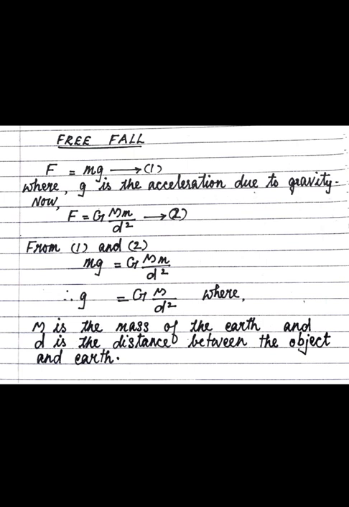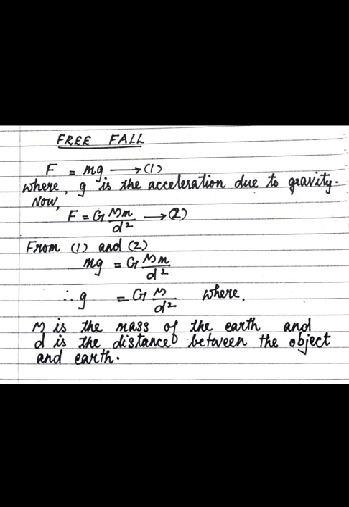That is, acceleration due to gravity does not depend upon the mass of the object. Okay, acceleration due to gravity does not depend upon the mass of the object. It only depends on the universal constant of gravitation, the mass of the earth, or if it is any planet, the mass of the planet, and d, the distance of the object from the planet or from the earth here.